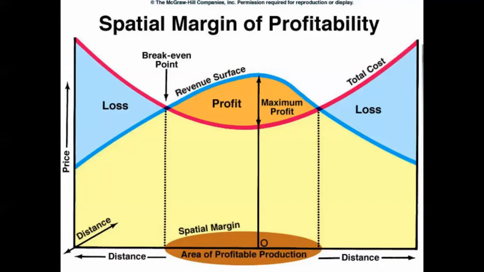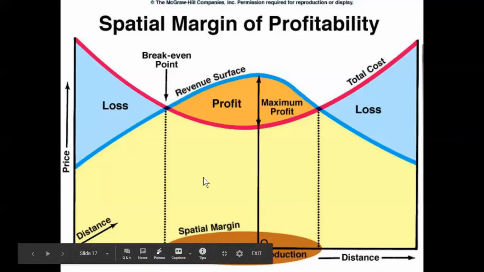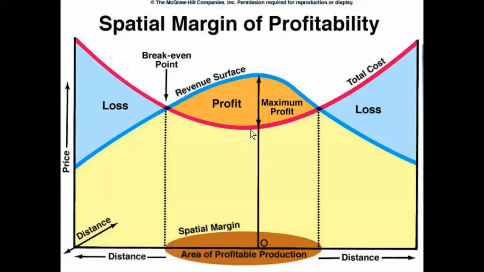Okay, so when we talk about this, what we think about is distance and cost or price coming together, and we call this the spatial margin of profitability. So if we are in this area, our cost of production is lowest, and in a sense, our profit is highest. And anytime we get beyond that, we begin to lose money. That is, where can I locate and still be profitable?